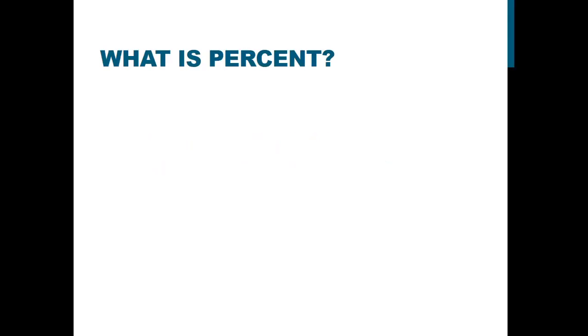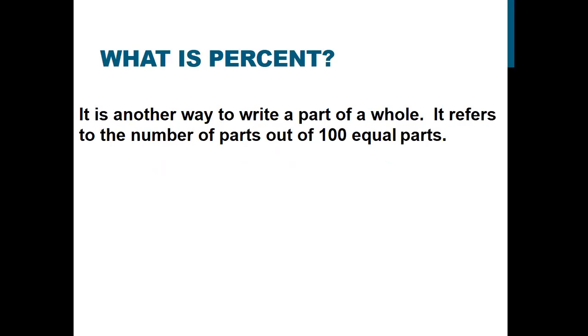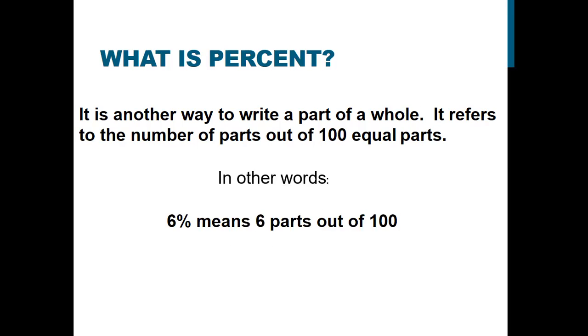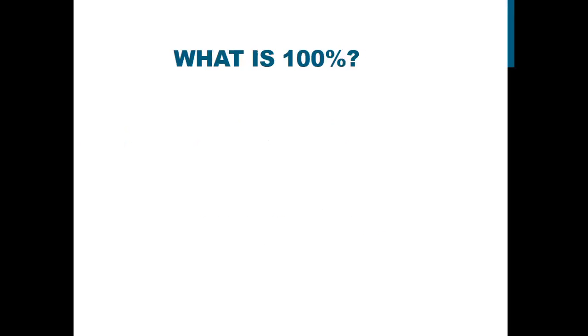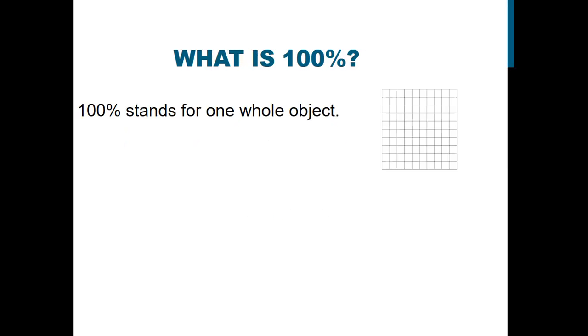First we'll talk about what a percent is. It is another way to write a part of a whole. It refers to the number of parts out of 100 equal parts. In other words, 6% means 6 parts out of 100. So what is 100% of something? It stands for one whole object. And trust me when I say that my little grid over there has 100 squares.